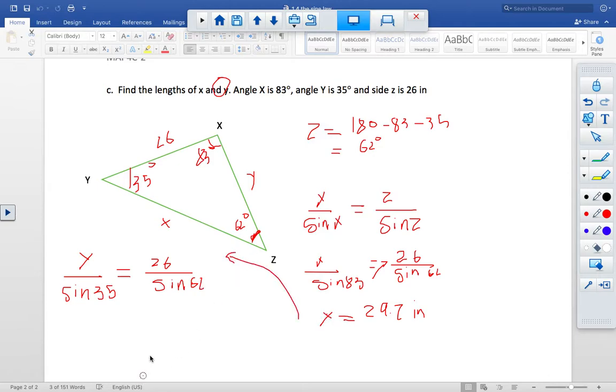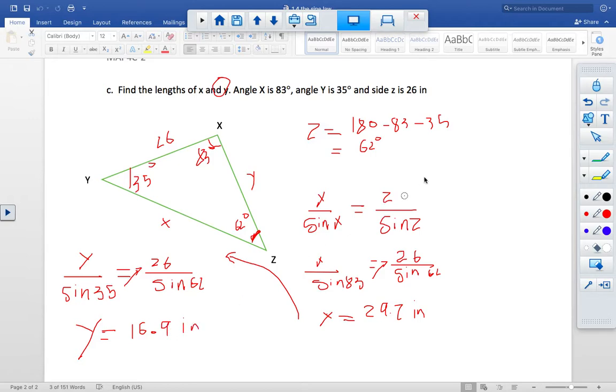So this is my next step. Now again, same idea, just cross multiply. So multiply 26 by sine 35 and divide by sine 62. So if I do that on the calculator, again, it's 26 times sine 35 and then divided by sine 62. You guys can write that down. So the answer would be 16.89, but because I only want to leave it to one decimal place, that would be 16.9 inches. So that answers my question, 16.9 inches.